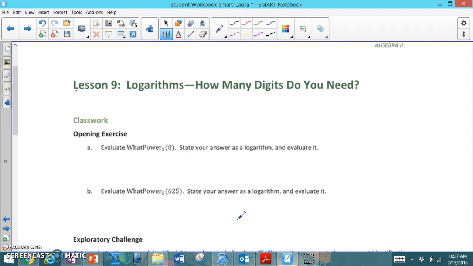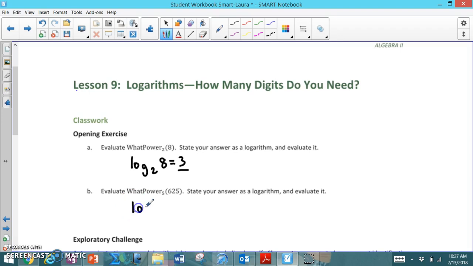The class started today with a review of yesterday. You can see in opening exercise A, it says what power of 2 gives me 8. We're going to rewrite that as a log. It's log base 2 of 8 equals, and again, what power of 2 gives me 8, and it's 3. So 3 is your answer there.